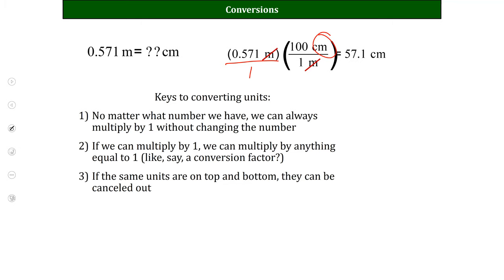Like the simplest conversion that we have in this class comes from centimeters cubed and milliliters. So 1,000 milliliters is equal to 1,000 cubic centimeters. So we could simplify that, right? If we divided both sides by 1,000, what do we get? 1 milliliter equals 1 cubic centimeter, right?